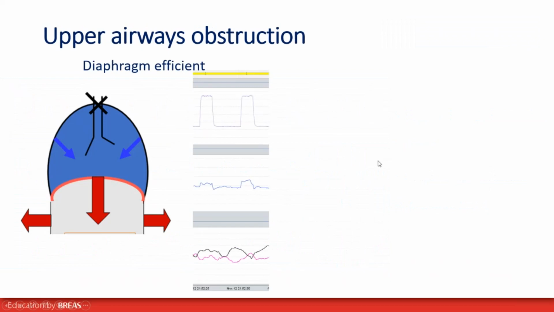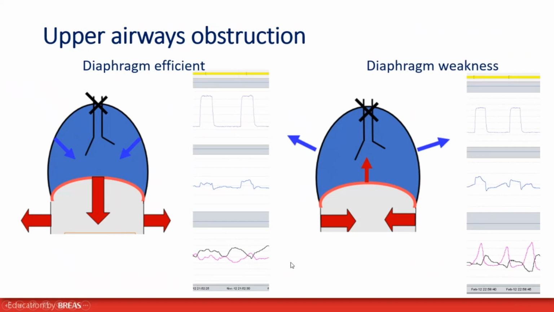So to resume, when we have an upper airway obstruction, if the diaphragm is efficient, the diaphragm will go down and we will have an increase of the abdominal belt, a decrease in the thoracic belt. This is what we saw in the first case. In the second case, when the diaphragm is very weak, the patient will do the effort with the accessory muscle. So it will increase the thoracic belt, but the diaphragm will move up, so it will decrease the abdominal belt, and this is what we see here.